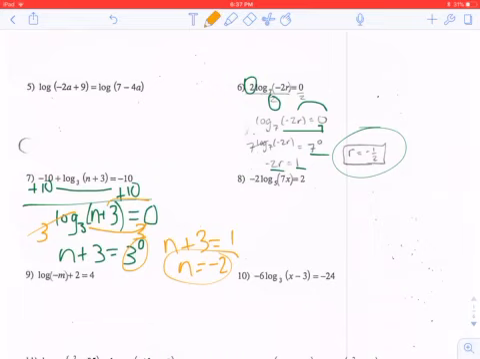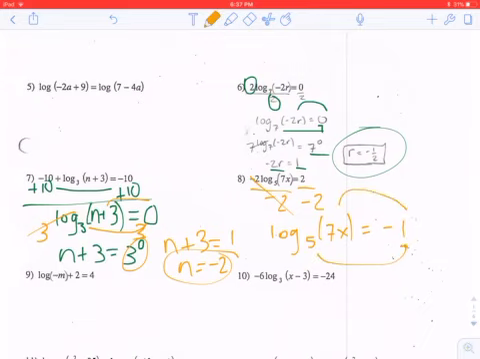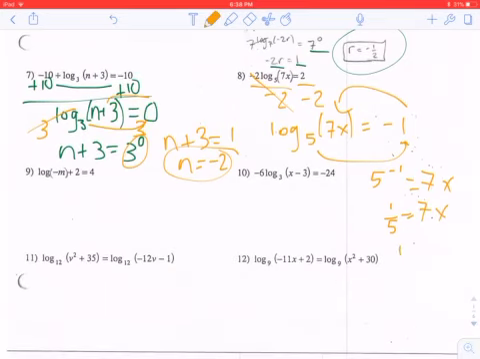For number 8, we're going to start by dividing by negative 2 to get rid of the times negative 2. We need to do it to both sides. So log base 5 of 7x equals negative 1 now. I'm going to do 5 to the negative 1 equaling 7x. So I'll show you the other method. A negative exponent will create a fraction, so I have 1/5 equal to 7x. Divide by 7. Division goes in the denominator, so I get 1 over 35 equaling x for number 8.